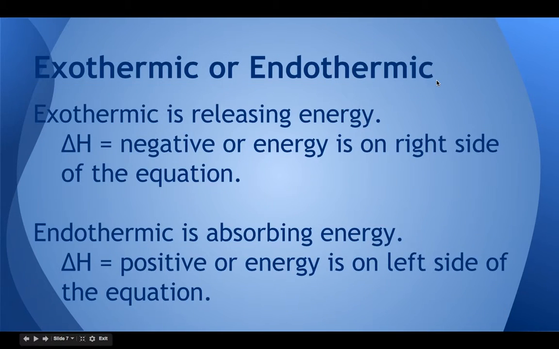Then I have a section on exothermic or endothermic. Remember that exothermic is the releasing of the energy. That means the delta H is going to be negative because it's on the right-hand side of the arrow, meaning after things happen, energy was released. That's why it's on the right side. Endothermic is absorbing, meaning I need energy until my bonds break apart. That's delta H is positive, or energy is on the left side of the equation. So let's take a look at some examples.